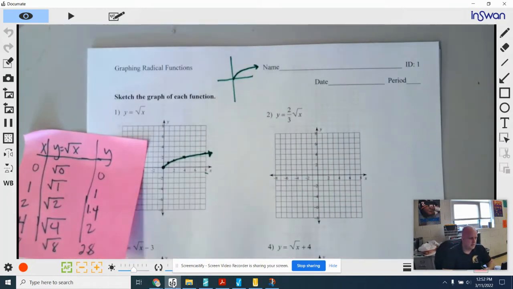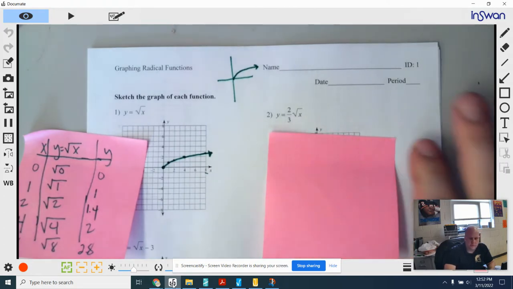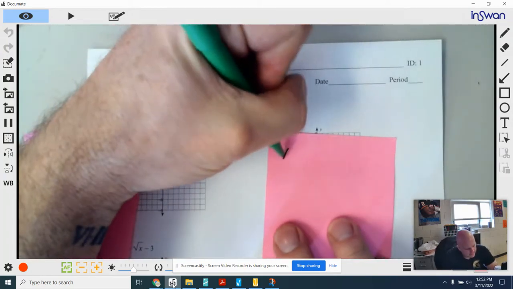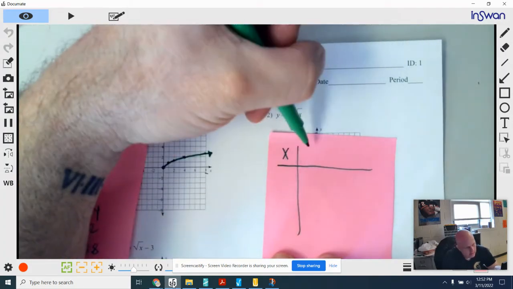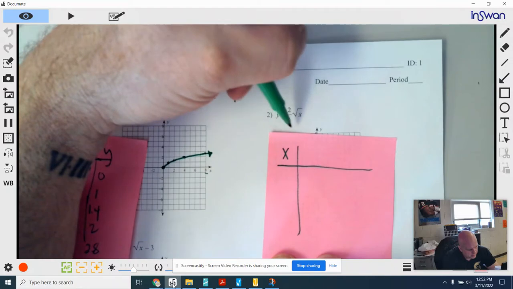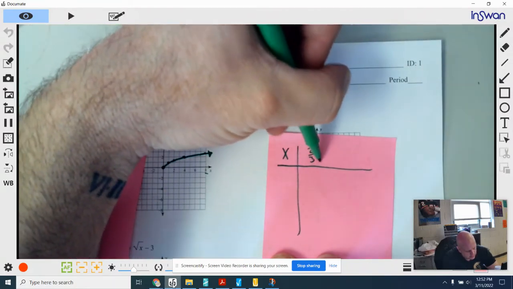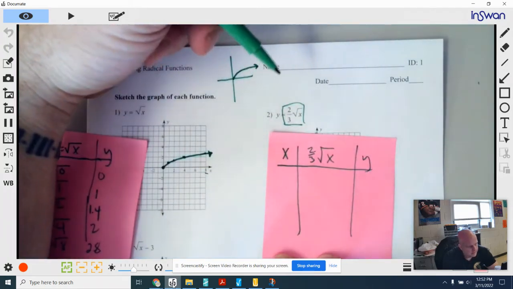All right, so now I move on to number 2. And number 2 says, let's graph y equals 2/3 times the square root of X. Okay, so if I'm going to graph 2/3 times the square root of X, I'm going to set it up like I did before, X. And then in the middle, if I want to just put this piece back there, that's fine. So that's my 2/3 root X. And then out here is my output, my Y.